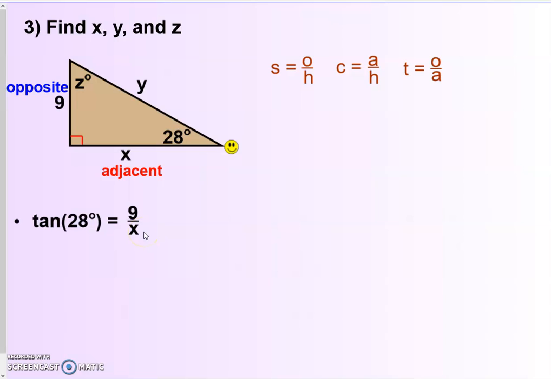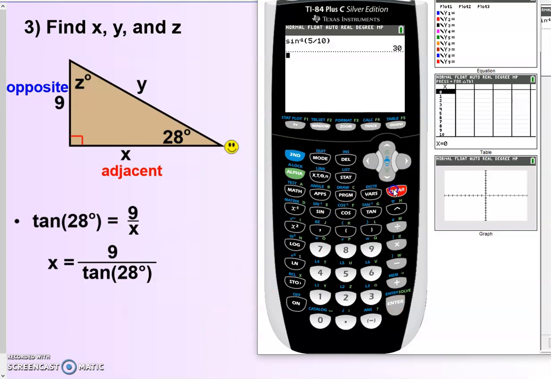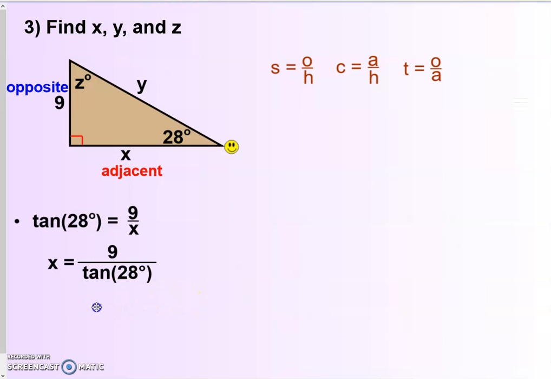Now I am a member of the shortcut club, so I'm going to just jump down and say x turns out to be 9 divided by the tangent of 28. If you're not a member of the shortcut club, go back and look at the last video and see how we get x by itself. Typing this into my calculator, 9 divided by the tangent of 28, I ended up getting that x is 16.9.